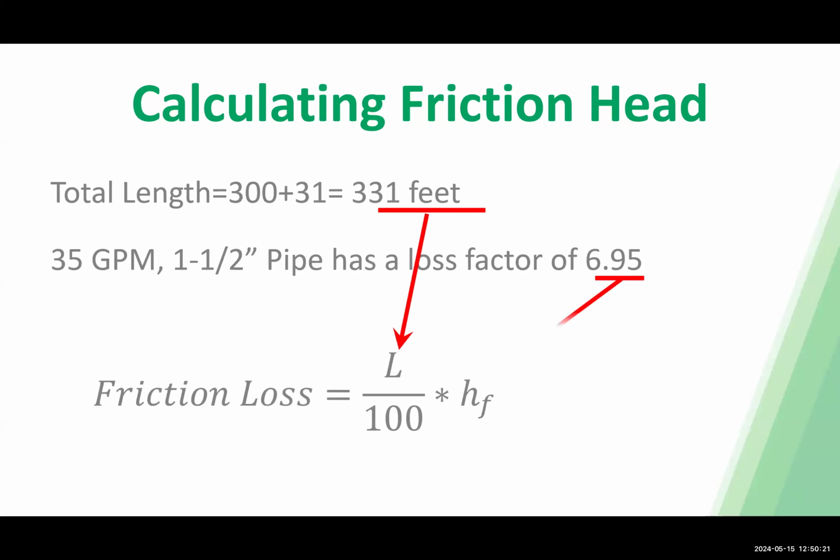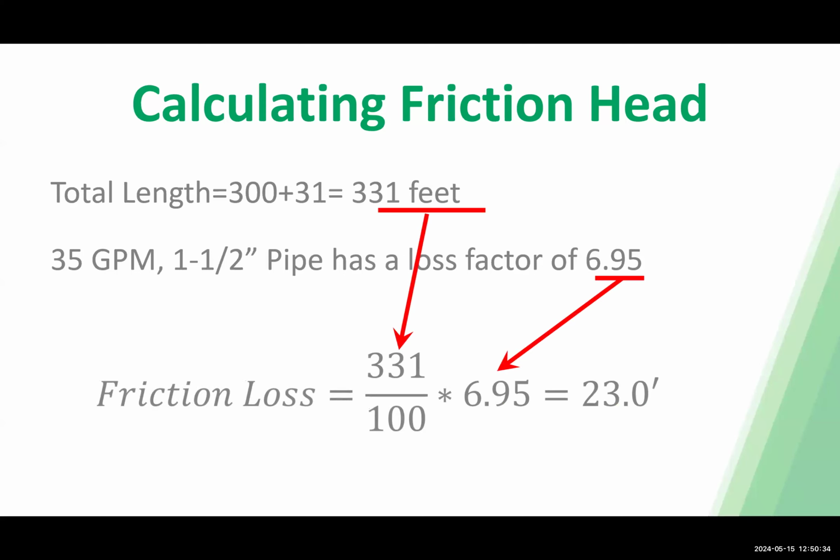Our length value is 331. Our loss factor is 6.95. And then that 100 comes from the per 100 feet of pipe on the previous slide. Putting that together, we will find that we have about 23 feet of friction loss in 1.5 inch pipe at 35 gallons per minute.